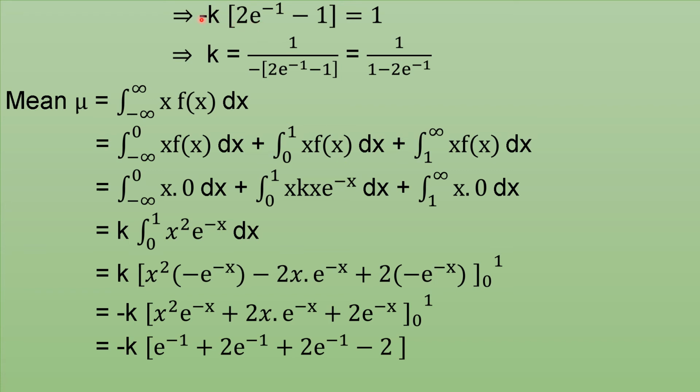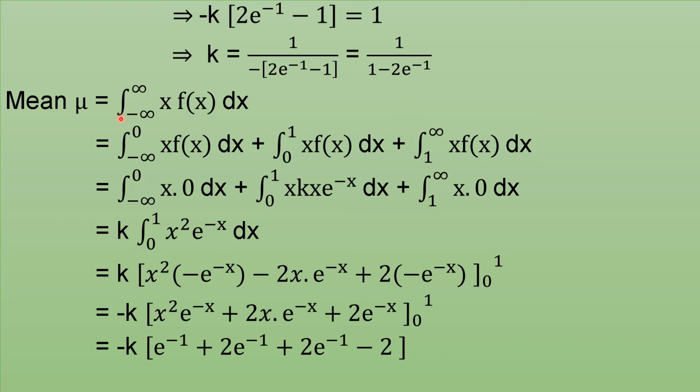So taking this minus sign inside the bracket, or from this you can write what k is equal to: 1 divided by minus of 2 into e power minus 1 minus 1. Taking that minus sign inside the bracket, it is 1 divided by, within the bracket the negative term becomes positive and the positive term becomes negative. So it will be plus 1 and minus 2 into e power minus 1. So 1 divided by 1 minus 2 into e power minus 1 is k.